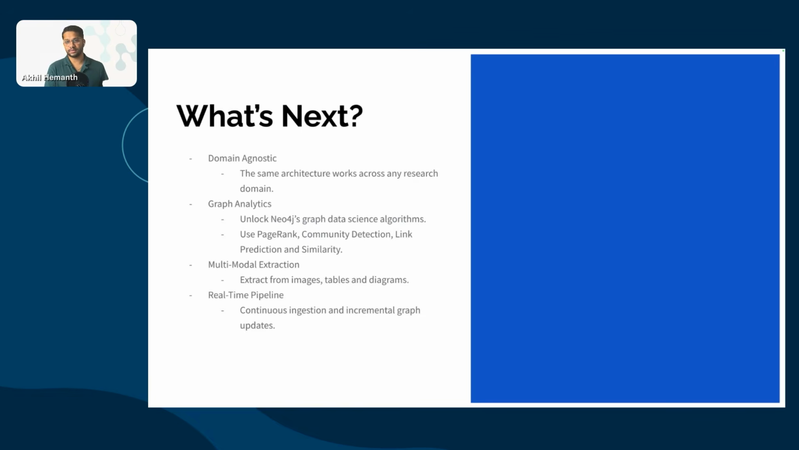So what's next? We have a couple of steps that we're looking to help improve this process even better. Domain agnostic: the same architecture works across any research domain, and that I think comes from looking at types of prompts and how can we make the prompts better. But that's just step one.